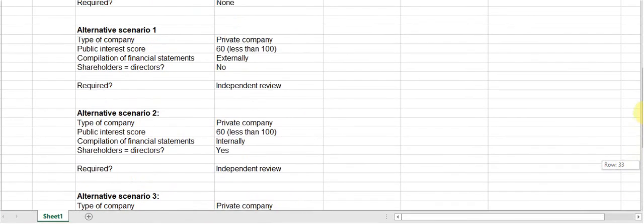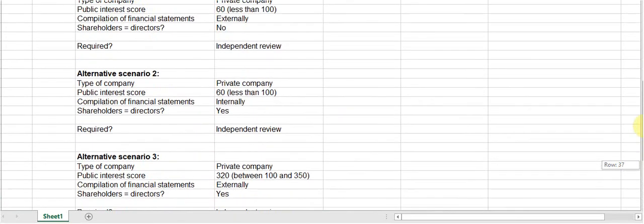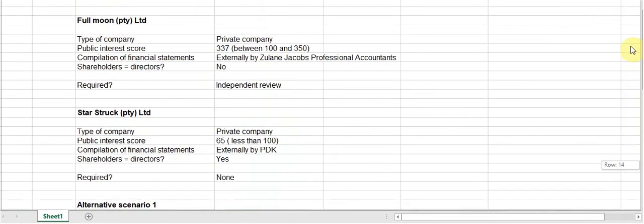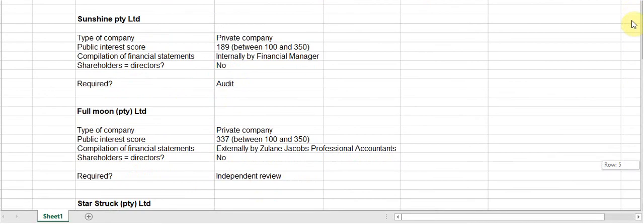All right, so these are the possible scenarios that can be tested. I hope that you have found this portion of financial reporting quite interesting. And should you have a question like this, this is how you would go about answering it, referring to what type of company are we working with, what is the public interest score, how do we compile the financial statements, and are the shareholders also directors of the company.